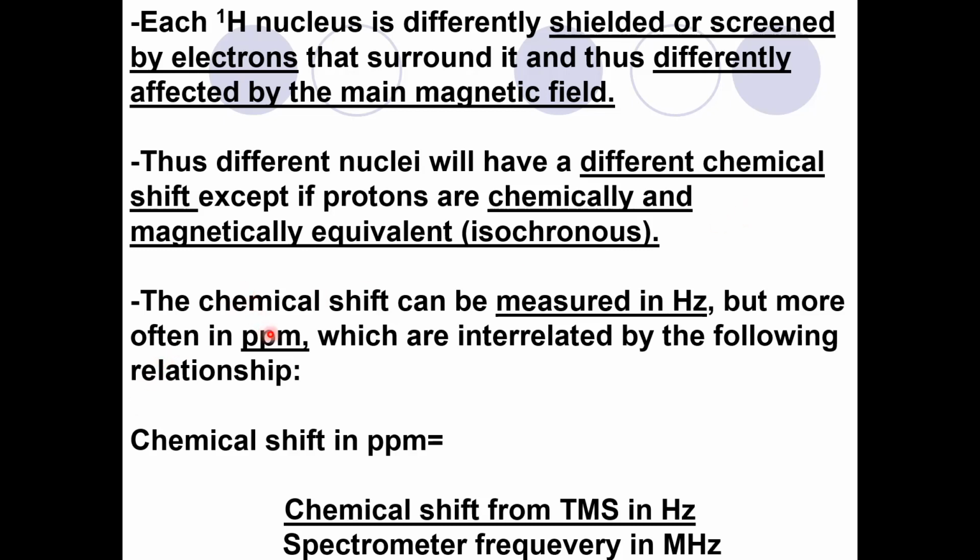The chemical shift may be measured in a unit called hertz, but is more commonly expressed as parts per million. These two values are interrelated by the following equation: chemical shift in ppm equals the chemical shift of the signal from TMS, or tetramethylsilane, in hertz, divided by the spectrometer frequency in megahertz. Therefore, we call it ppm, or parts per million, because here we use hertz and here we use megahertz.